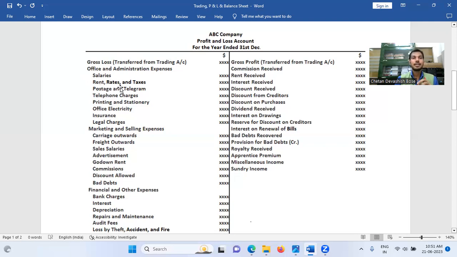Okay, the rent, rates, taxes that we pay through the office, or the rent for the office. It is an office rent basically. So that is why it is at the profit and loss debit side. Then we have postage, stationery expenses, telephone charges, printing and stationery, office related electricity, insurance of the goods or equipment which are there at the office. Okay, so these all are part of office and admin related expenses.